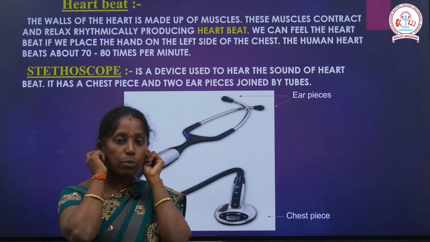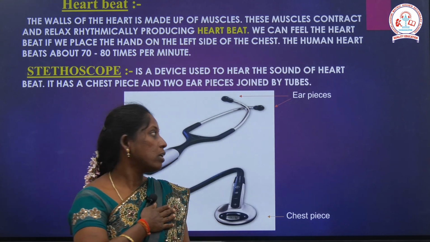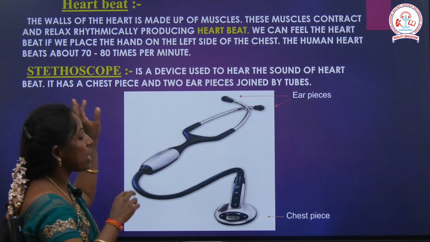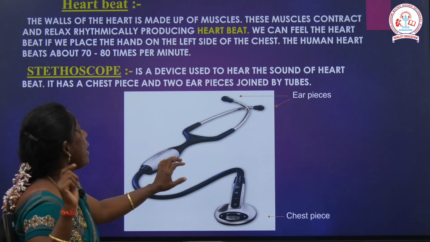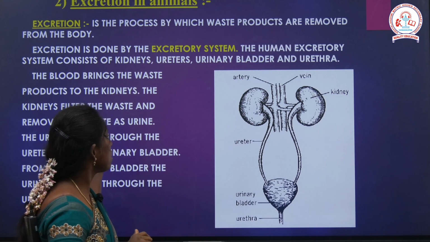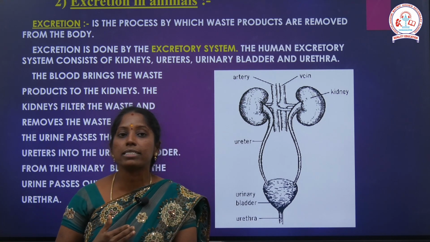Yeah, these two earpieces, where they put the ears in the chest piece, they check the heartbeat. They will check the heartbeat per minute, how many times it beats, around 70 to 80 times. Then next we are going to see an important topic called excretion.